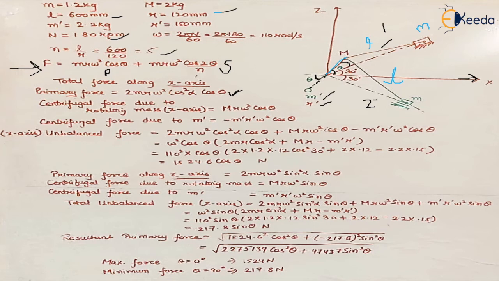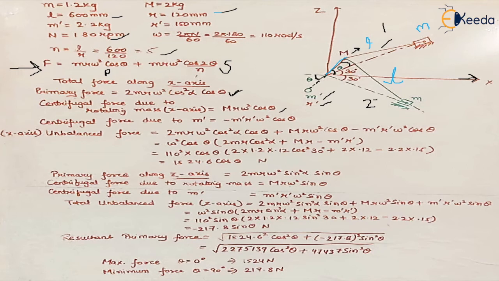Now along the x-axis, another force that is acting is because of the rotating masses. This crank which is rotating has a part of its centrifugal force along the x-axis. So what is the centrifugal force? It is capital M r omega square, and its component along the x-axis is M r omega square cos theta.